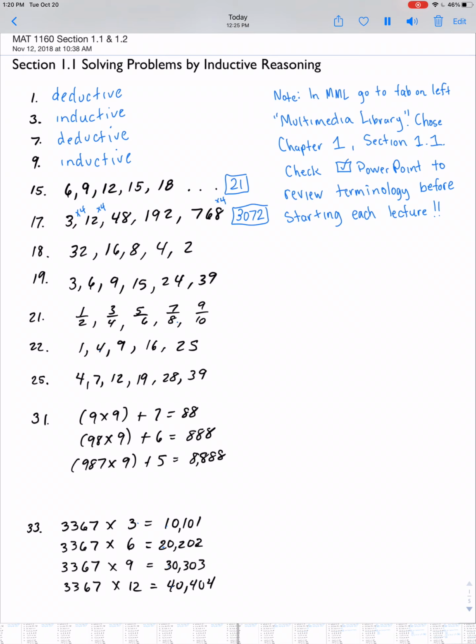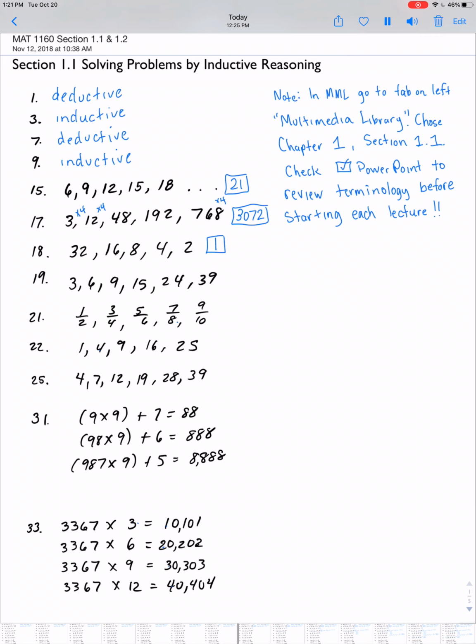Number 18, we want to look at it like multiples. It's going down by half. So that's either multiplying by half, or you can look at it like dividing by 2, whichever you're more comfortable with. So when we get down here to the end, 2 divided by 2 is just going to be 1. So that one is multiplying by 1/2, or you're dividing by 2.